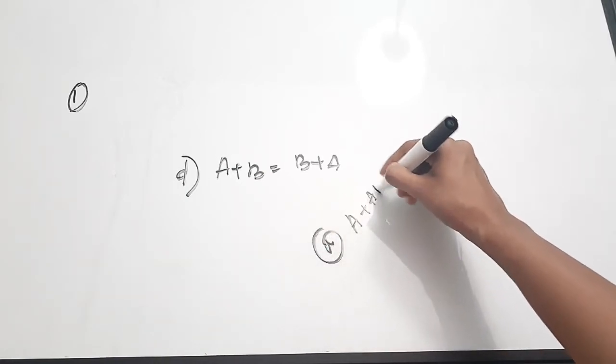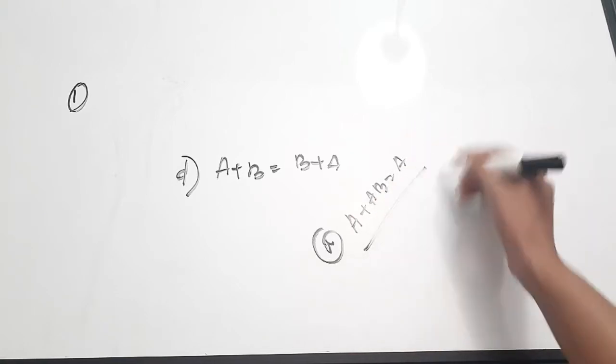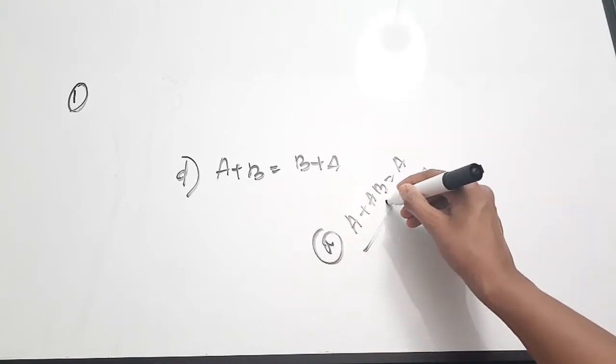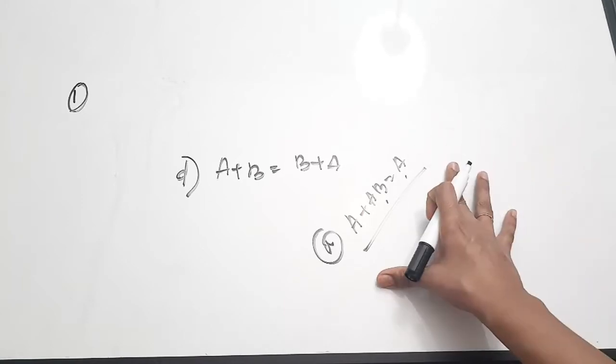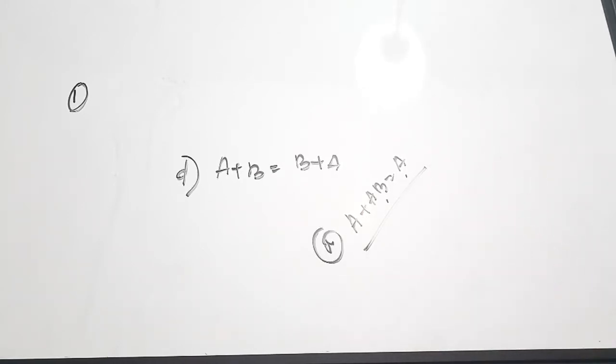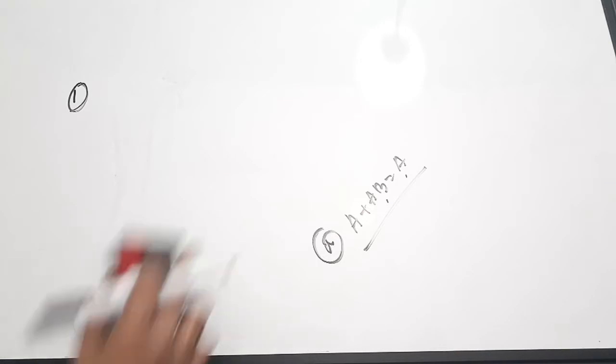A plus AB equal to A. Why? Because it is absorbing the variable B. It is not in the resultant expression. So the correct answer for the first question is option A. Moving on to the second question.